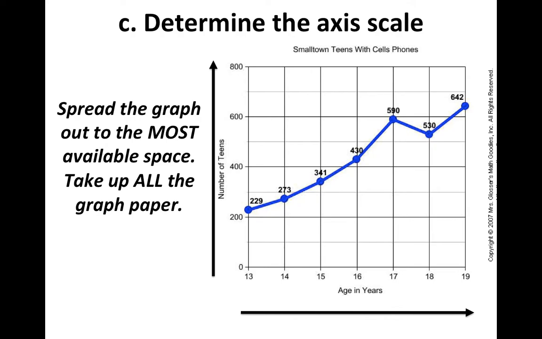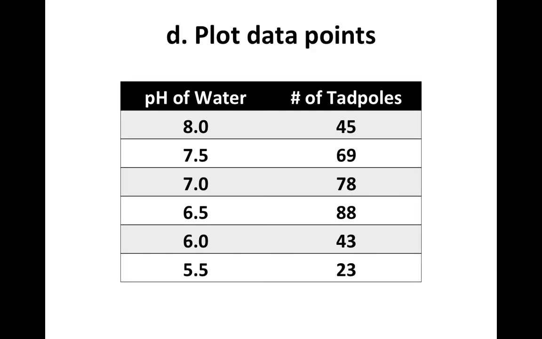All right, so I'm actually going to finish the rest of the notes and then we're going to come back and work on filling in your graph. What's going to happen next with D is you want to plot your data points. Once you have your axis scale drawn, for D, you want to plot those data points. They're actually provided in the chart, like what you see right here. Your first point would be 8 and 45, okay? So you're going to plot those data points.